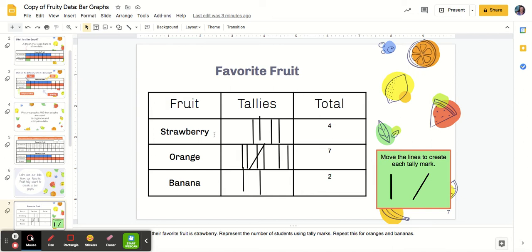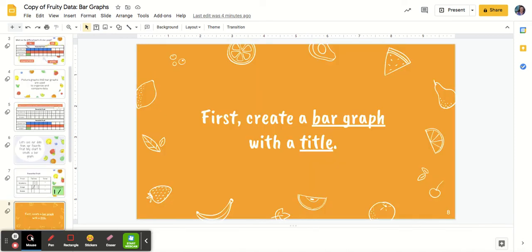So I went ahead and filled in this tally chart for our favorite fruit. So I said that strawberries have 4 votes, oranges have 7, and banana has 2. Okay, so 4, 7, and 2. So I can take those tally marks and turn it into a bar graph.